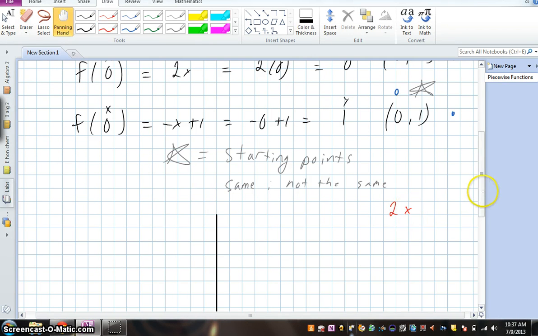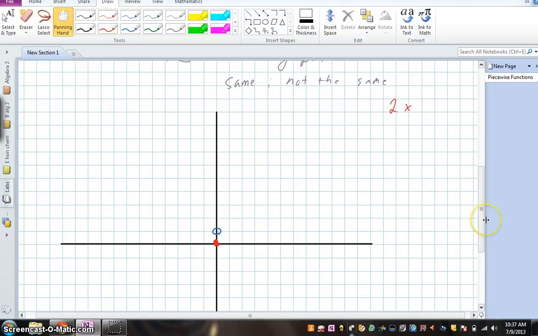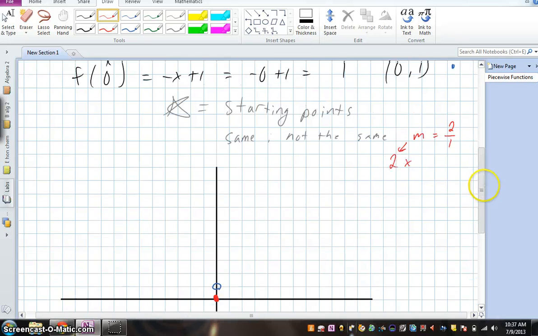Now, you should know this already, but whenever you want to go from a point and figure out where the next point is, we always use our slope. And we know the slope is always rise over run, y over x. So our slope for this equation right here is going to be 2 over 1. So we have a rise of 2 and a run of 1. Okay, so that's good. Now let's find the slope for the next equation.